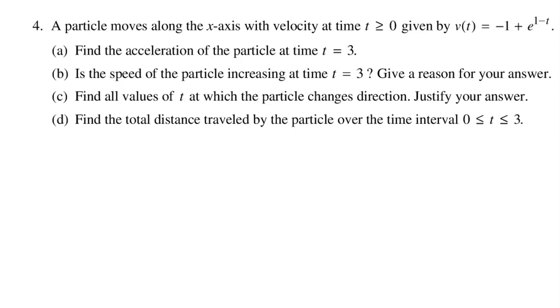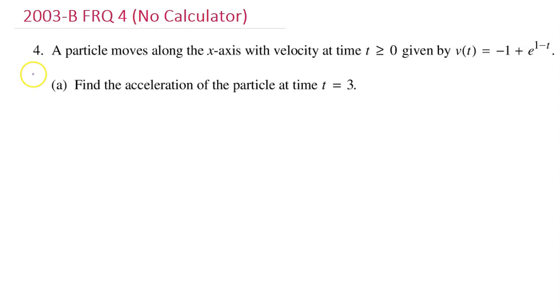In this video, I will work through free response question number 4 from the 2003 Form B AP exam. Number 4 is a no calculator question. A particle moves along the x-axis with a velocity at time t greater than or equal to 0, given by v of t equals -1 plus e to the 1 minus t power. For part A, find the acceleration of the particle at time t equals 3.